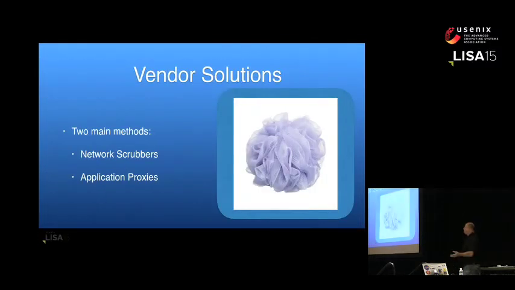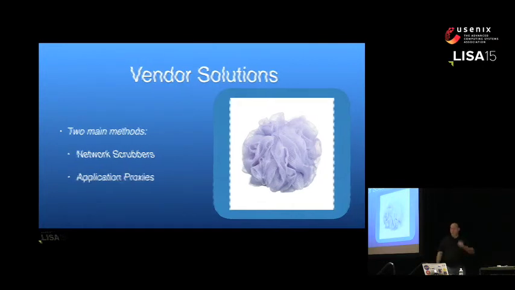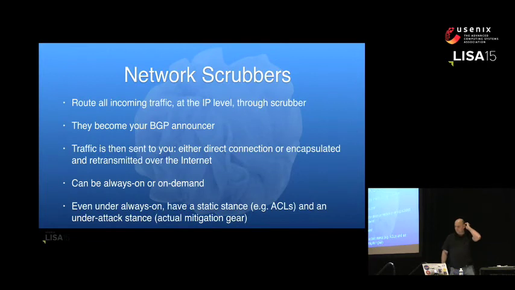So what are the vendor solutions that are out there, right? You have network scrubbers and you have application proxies. A network scrubber will route all the incoming traffic through the scrubber. And you can do this through a BGP announcement. You can do this through DNS announcements. There's several different ways. It can be always on or on demand, which is also useful. So the BGP can get flipped if you expect a load. So like Sony, as an example, right? At around Christmas, they probably knew they were going to get popped. This would be the time they turn it on.